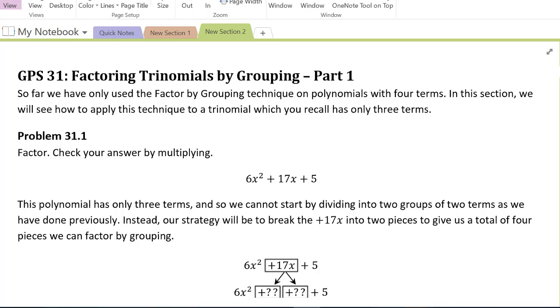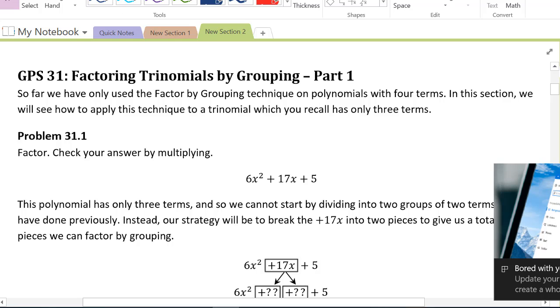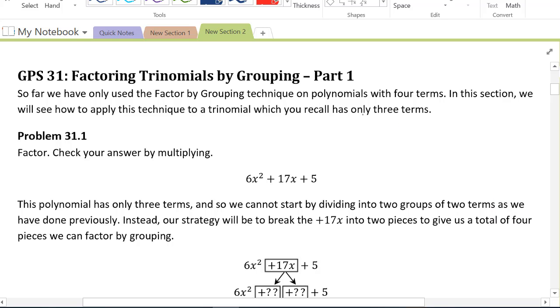So let's write that down here. When we have four terms, we factor by grouping. We use grouping. Now, in this GPS, we're going to see that we're going to have three terms.